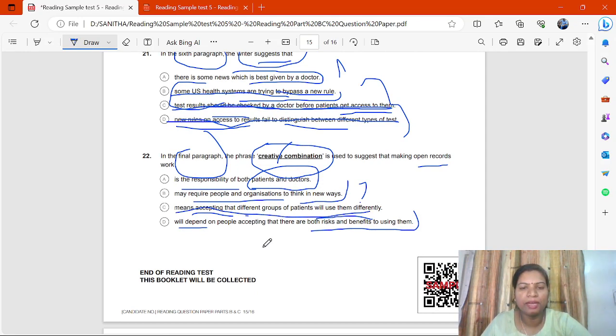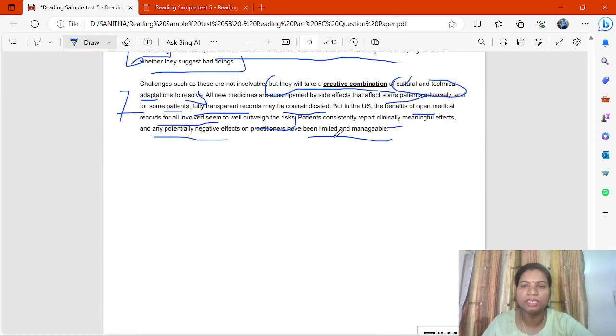Will depend upon people accepting that there are both risks and benefits of using them. We have to find out the meaning of creative combination, something that is created. What is the meaning of creative combination of two? Combination is compared. Maybe you will get doubt about patient and records, organization, require people and organization. But option number one is not discussing anything about the responsibility of both patient and records. Only one part is matching here, cultural and technical adaptation to resolve.